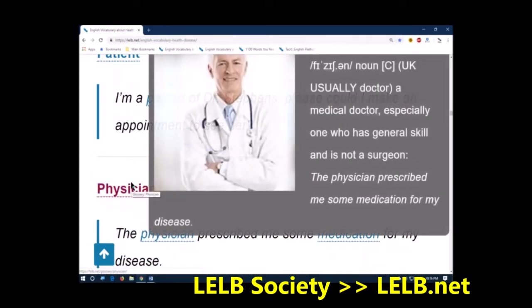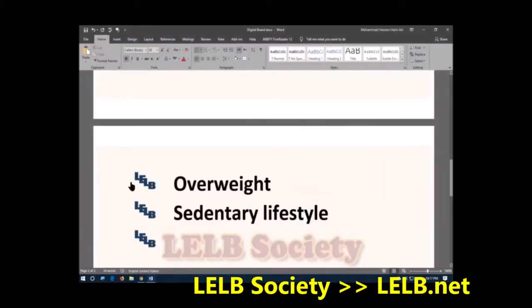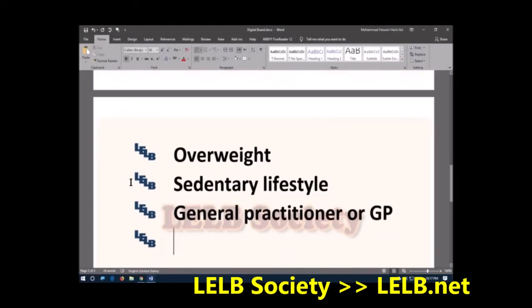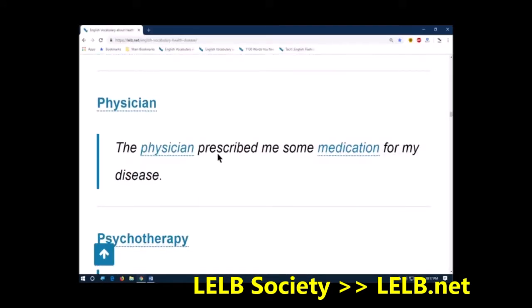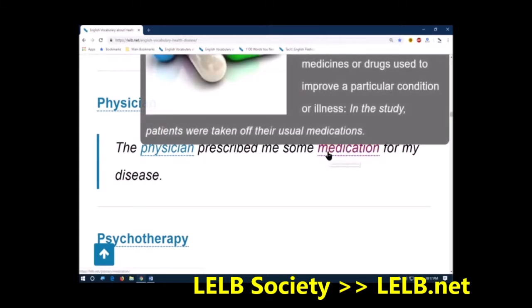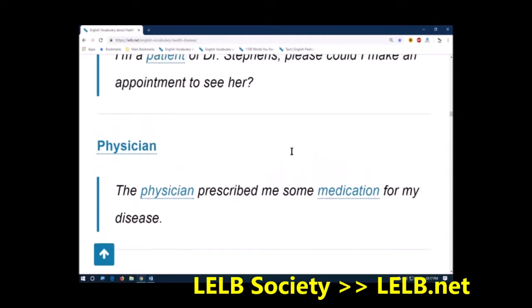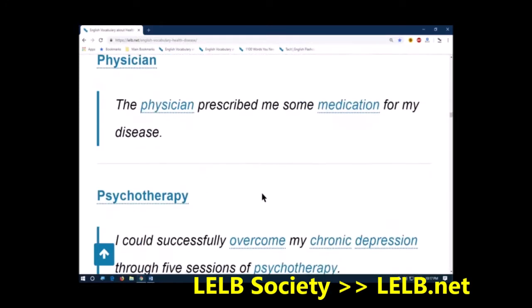Physician. A doctor, medical doctor, especially one who has general skill and is not a surgeon. So we say general practitioner or GP. The physician prescribed me some medication for my disease. Medication is medicine. Okay.